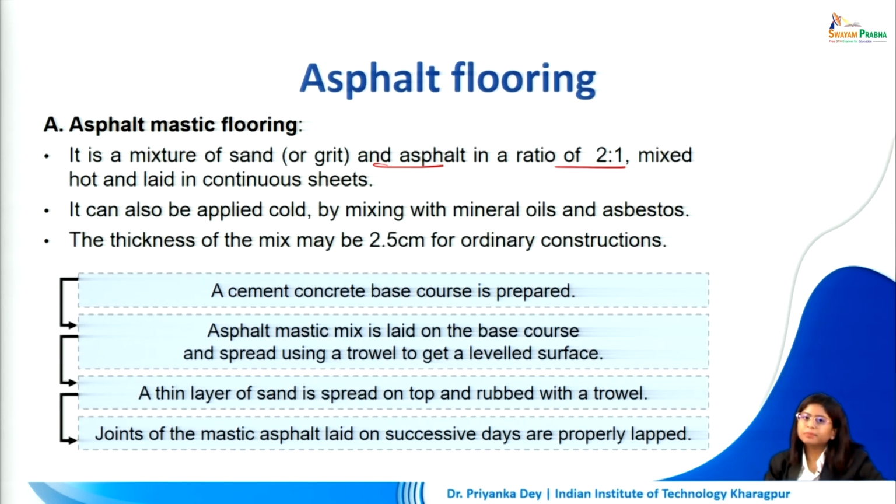In this case, a cement concrete base is prepared, followed by the asphalt mastic mix, which is laid on top of this base course and spread using a trowel. Now, a thin layer of sand is then spread on top of it and rubbed with a trowel, and the joints of the mastic asphalt are laid in successive days and they are properly lapped.